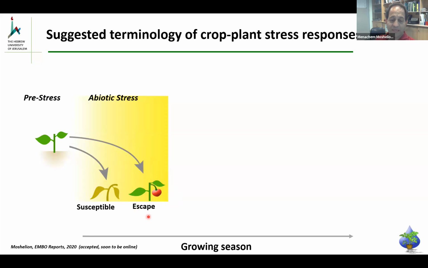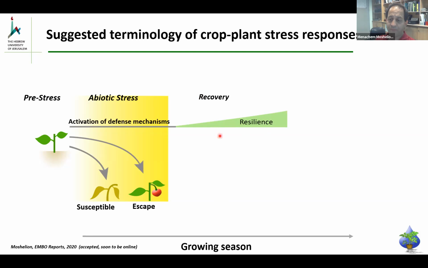The problem with the escape mechanism is that we usually have very low yield. Many plants suffer the stress but at the same time activate all kinds of defense mechanisms, so they can start to recover from the stress either by activating these defense mechanisms or, many times, because you also have rain coming. Either way, the plant will recover from the stress, in a terminology I would like to call resilience.